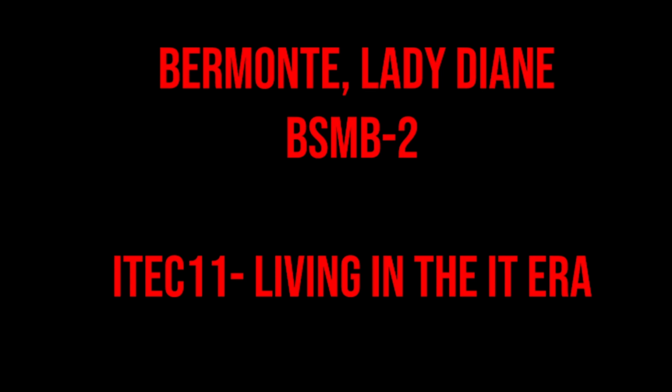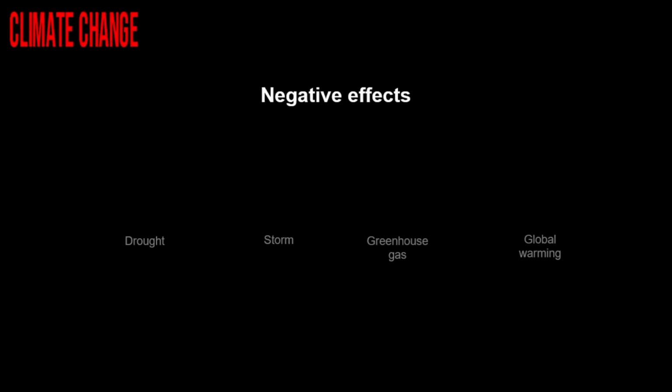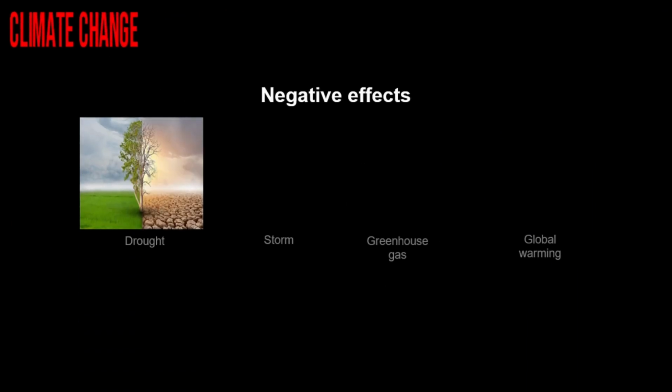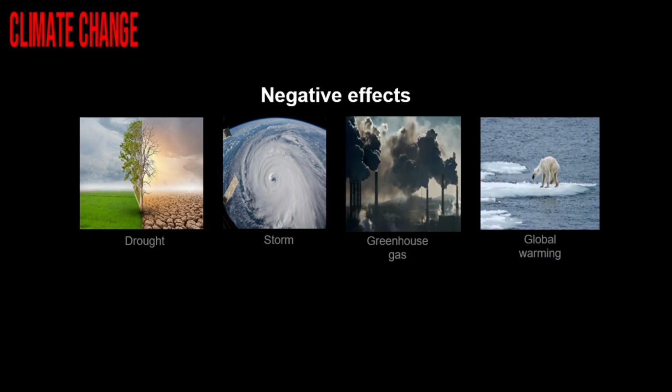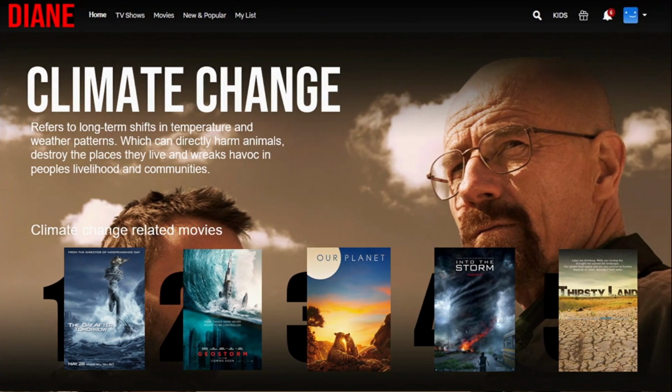Today I will be presenting to you the negative effects of climate change. So, let's start. Climate change. So we have here the negative effects of climate change: drought, storm, greenhouse gas, and global warming. Climate change, by definition, refers to the long-term shifts in temperature and weather patterns, which can directly harm animals, destroy the places they live, and wreaks havoc in people's livelihood and communities.